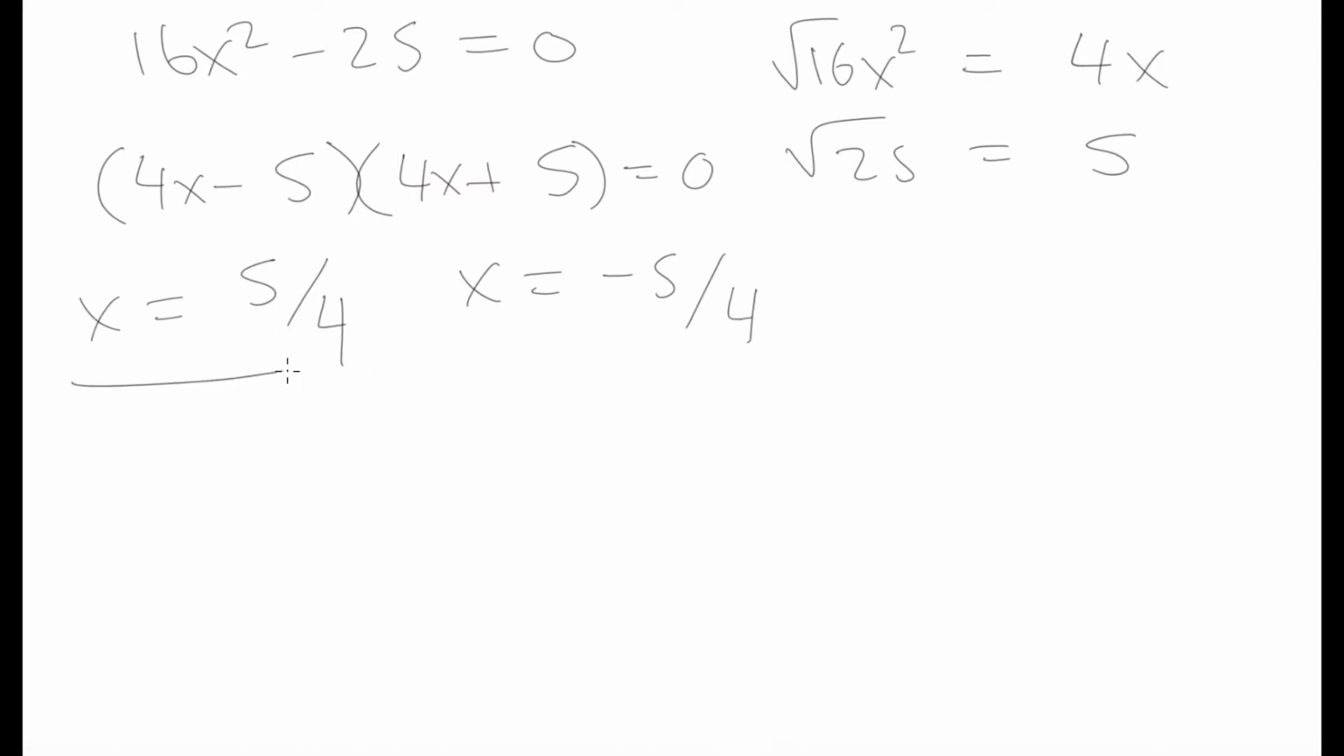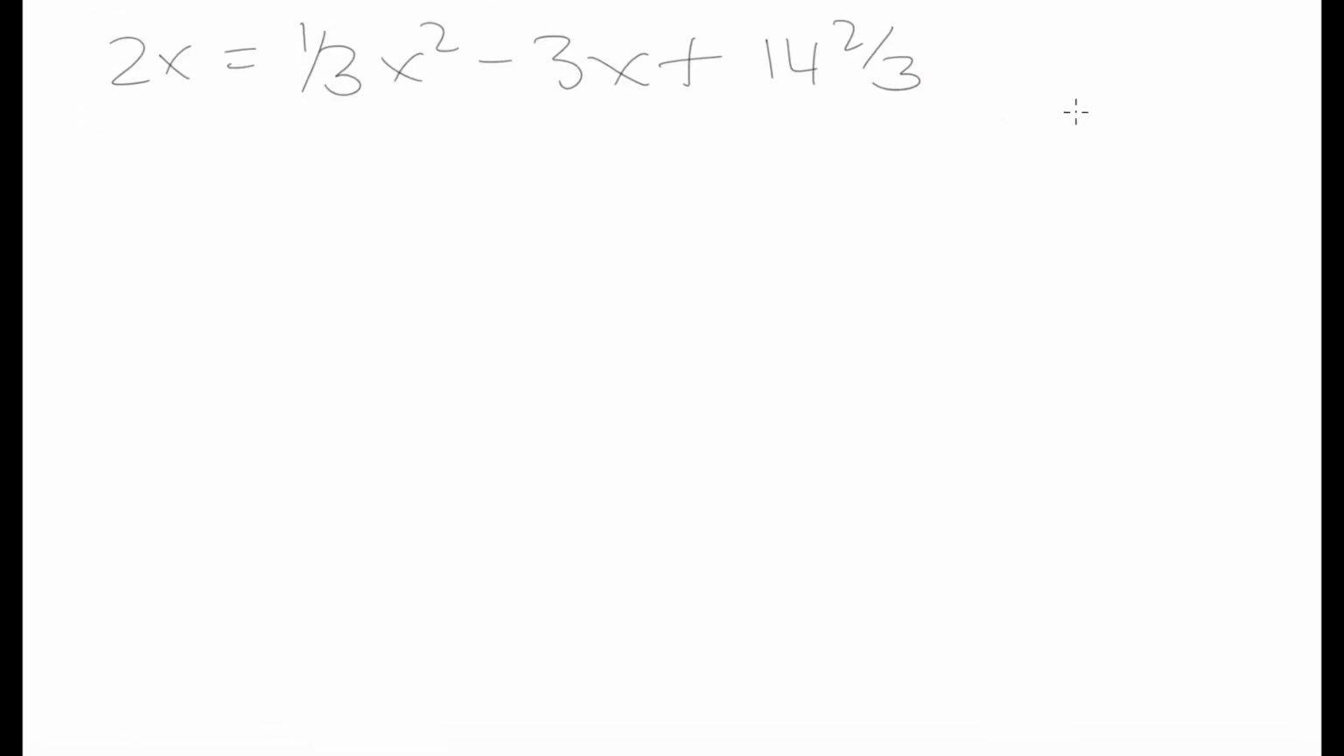So these are going to be our two possible solutions for x. And you can double check that we've done this correctly by just plugging in 5 over 4 for x or negative 5 over 4 for x, and seeing if you get the right answer. Now let's say you were given the following equation.